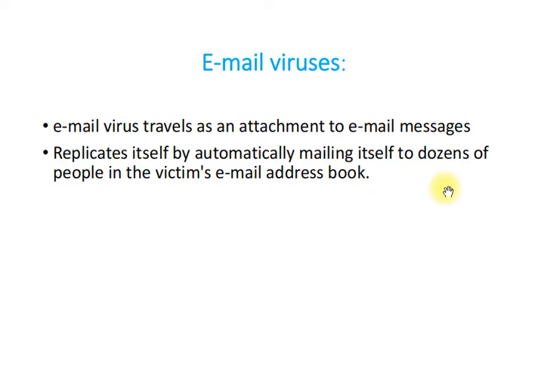So we have what we call email viruses. An email virus travels as an attachment to email messages, and replicates itself by automatically mailing itself to dozens of people in the victim's email address book. So that's why sometimes we are taught to be very, very careful on how we open emails on our computers and our phones, especially if you are receiving emails from unknown senders. That's why we have what we call a spam folder. Don't necessarily get to open emails anyhow, especially if you're not so sure of the sender, because you may receive a virus on a computer.